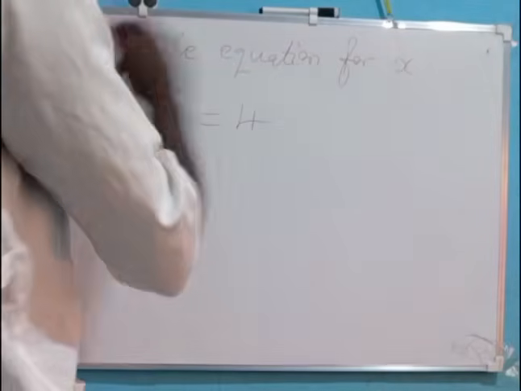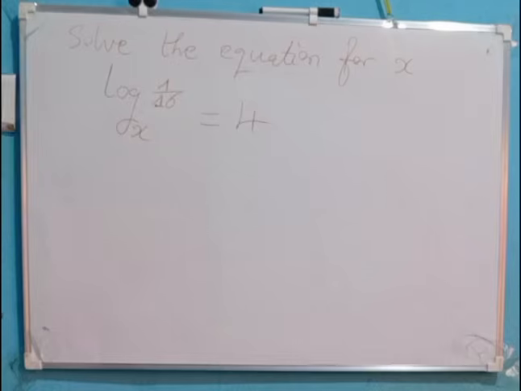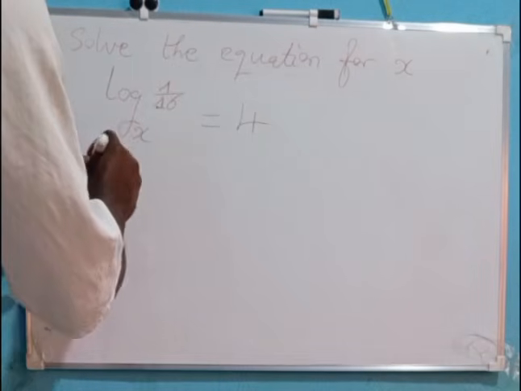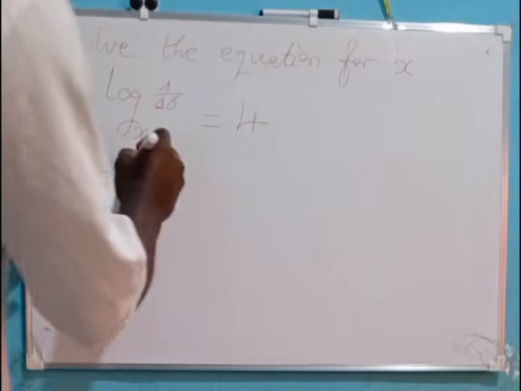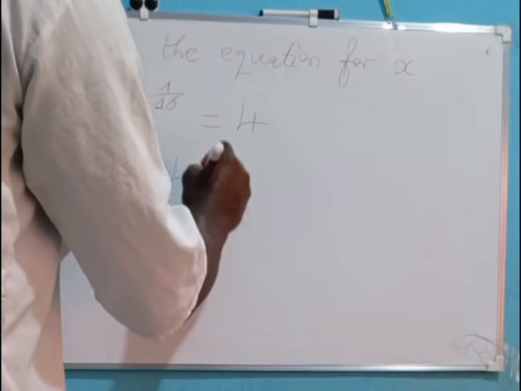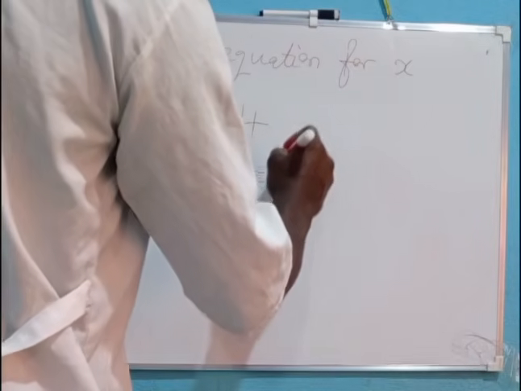Solve the equation for x. Log 1 over 16 base x is equal to 4. The number 16 can be expressed in index form with 4 as the base. 16 is the same as 4 times 4. 4 times 4 is simply equal to 4 raised to the power 2.